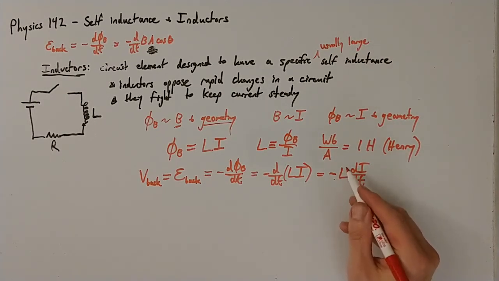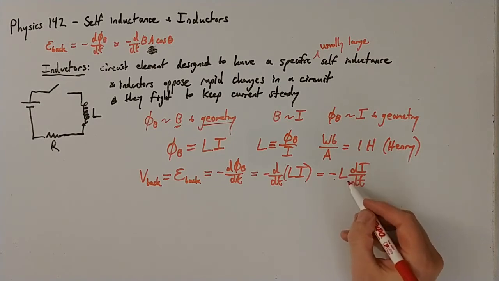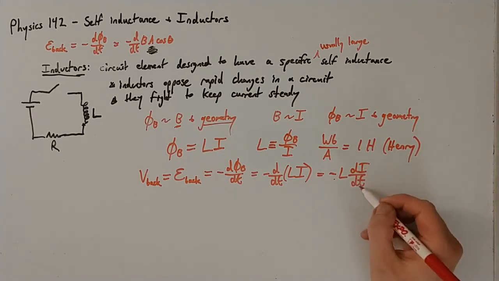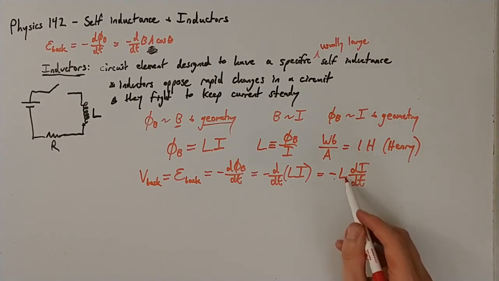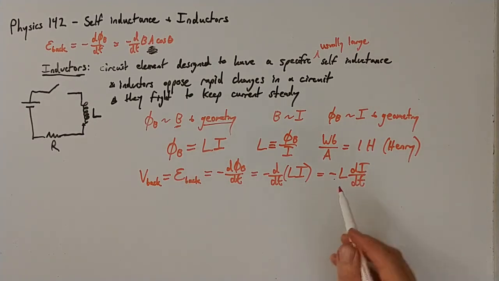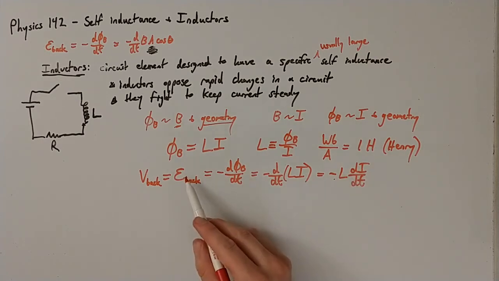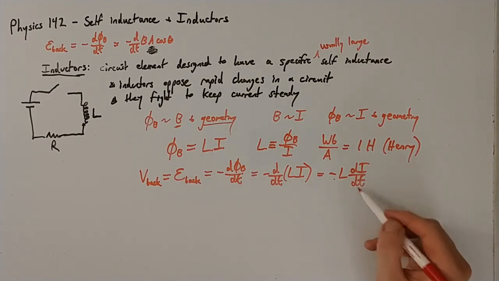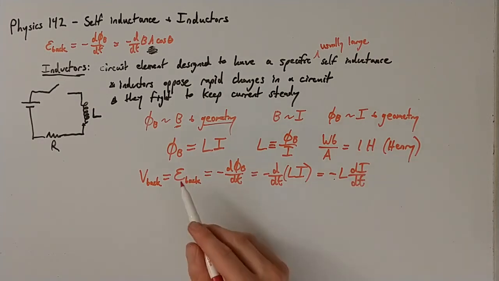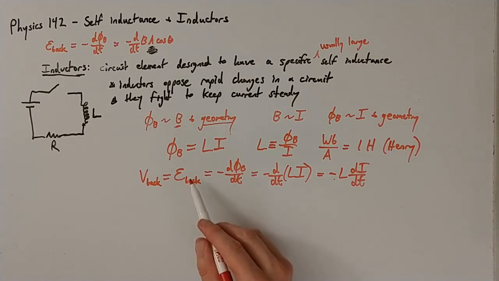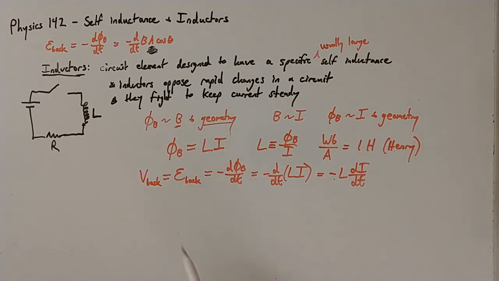That's sort of how good you are at opposing that change, right? And di/dt, that's how your current is changing. So basically, the better you are at opposing the change, the more back EMF you get, right? So higher L will give you more back EMF, and a bigger change in current will give you more back EMF.